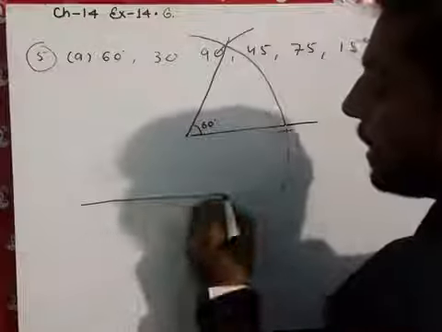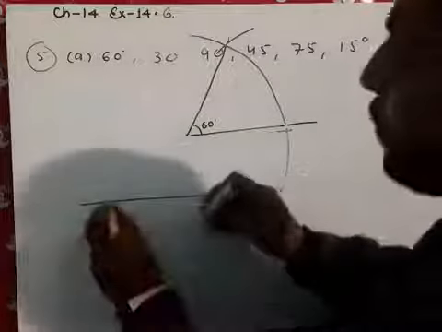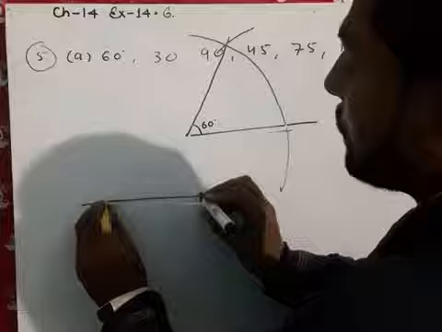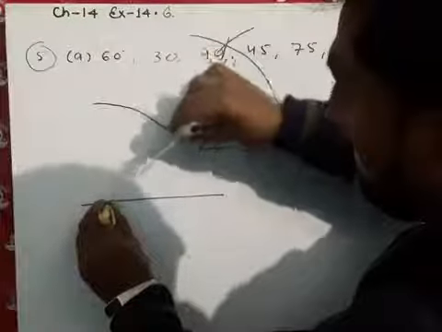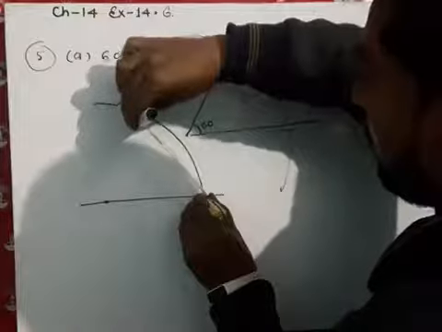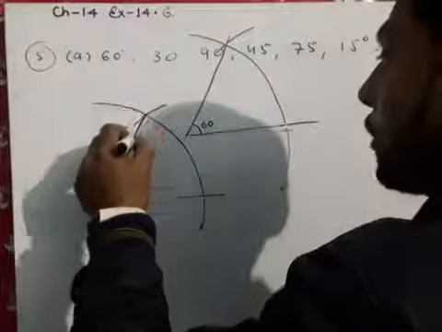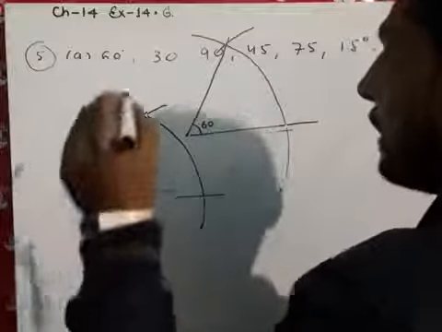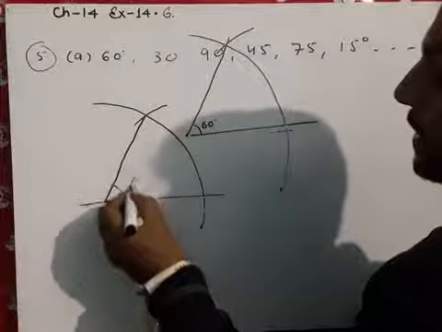Again I am repeating: first of all you have to draw one line segment, then choose one point, then place the compass point here and make one arc. After doing this, with the same distance you have to make one more arc. Then you join this point to the vertex. So here this angle will be 60 degrees.